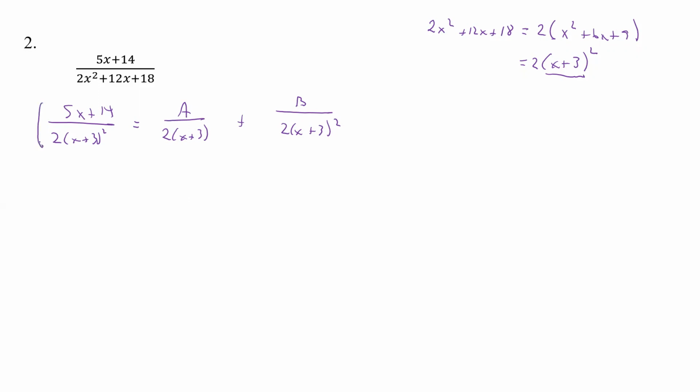Now we multiply that whole thing by our LCD, which is 2 times x plus 3, the quantity squared. So when we multiply the first term, we drop the whole thing in the denominator, and we just get 5x plus 14. When we multiply the next one, we drop 1, 2 on each of it, and then x plus 3 on both of it. So we have a times x plus 3. And then here, everything cancels, and so we just get plus b. So that gives us 5x plus 14 equals ax plus 3a plus b.